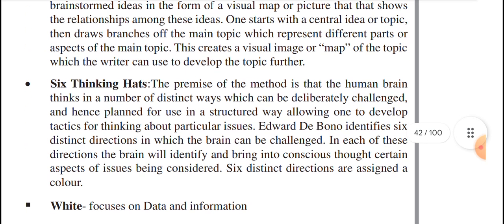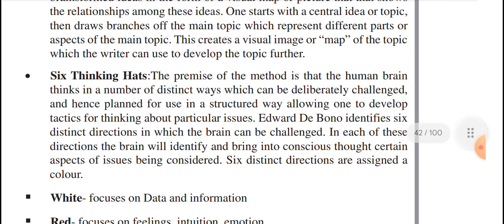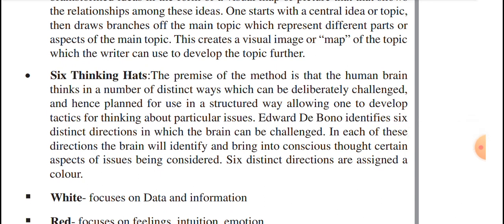Six thinking hats. The premise of the method is that the human brain thinks in a number of distinct ways which can be deliberately challenged and hence planned for use in a structured way, allowing one to develop tactics for thinking about particular issues. Edward de Bono identifies six distinct directions in which the brain can be challenged. In each of these directions, the brain will identify and bring into conscious thought certain aspects of issues being considered.